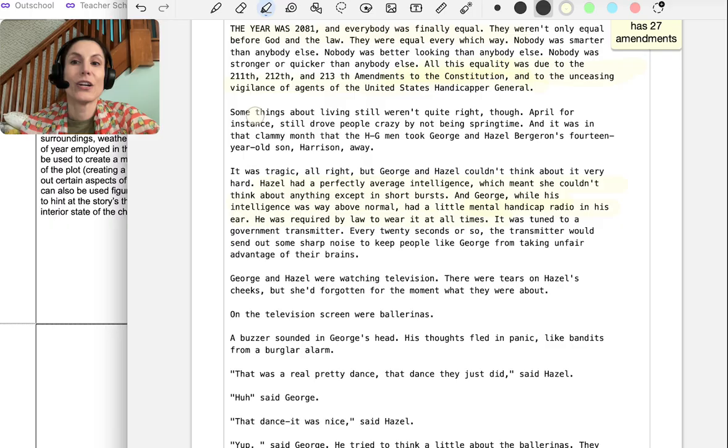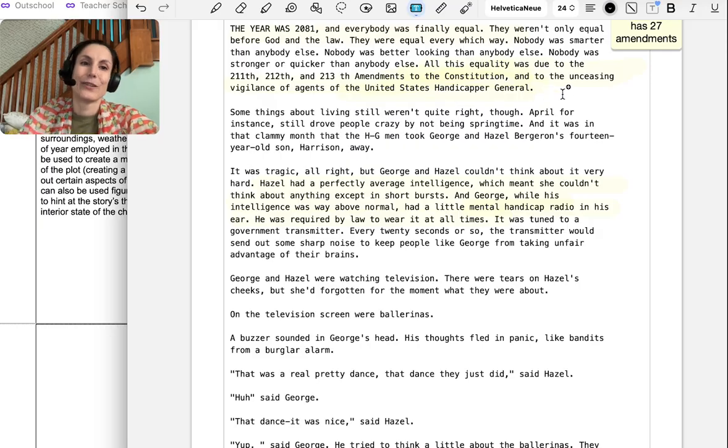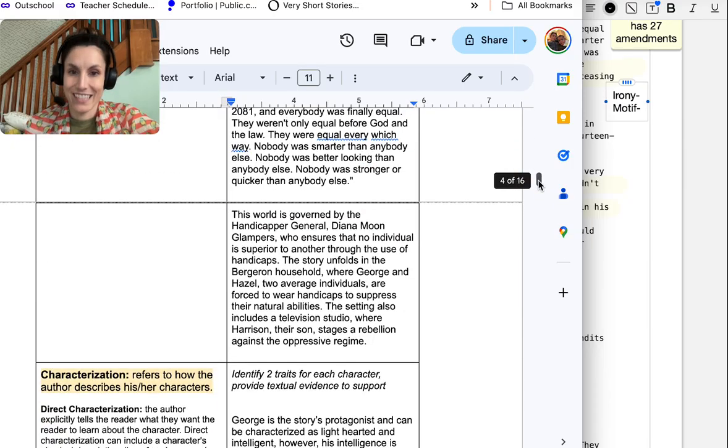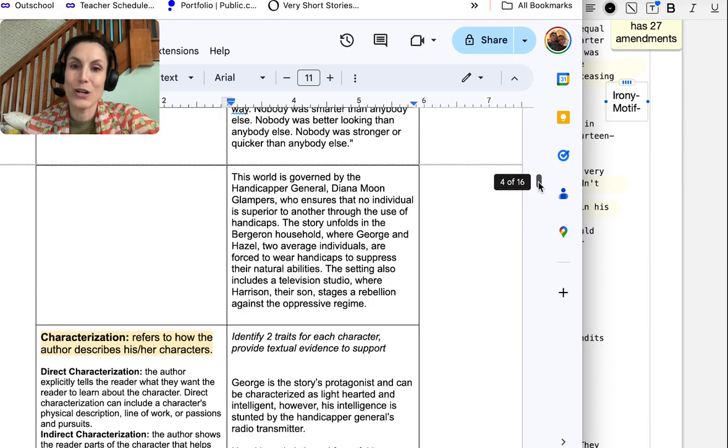And then we also want to describe our setting, and we need to mention this authoritarian government and a handicapper general. Obviously, this name in and of itself is irony, and it comes up several times, so it's also going to be a motif, the mentioning of a handicapper general. I'll put that there. All right, so everyone needs to be equal. Nobody can be smarter or better looking. No one can be stronger or quicker.